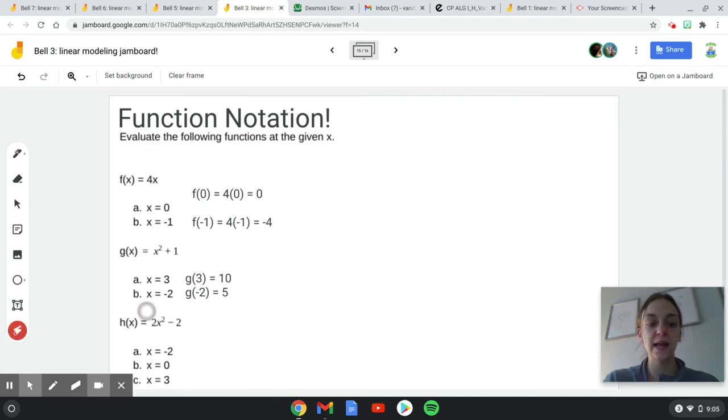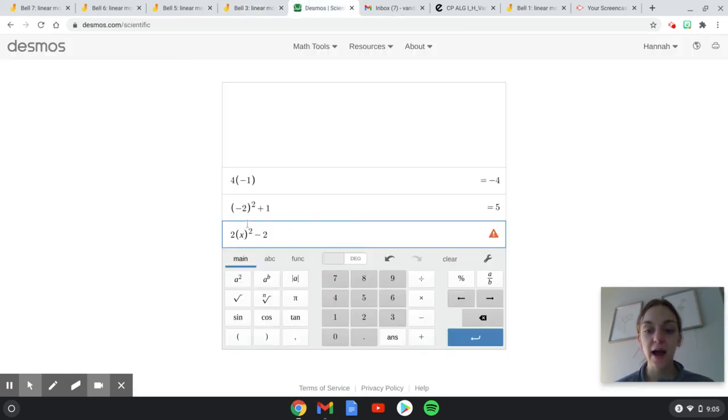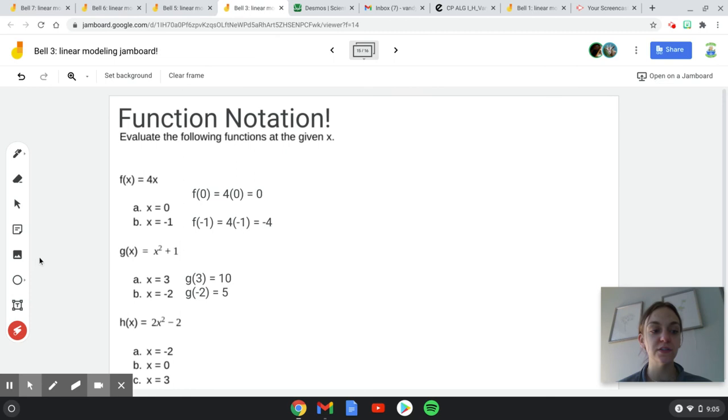So all I did was take h of x and put it into Desmos. And now this is asking me to evaluate x at 3 different numbers. So I have x equals negative 2. So instead of having my x in parentheses, I'm going to put negative 2 in parentheses. And that gives me an answer of 6.